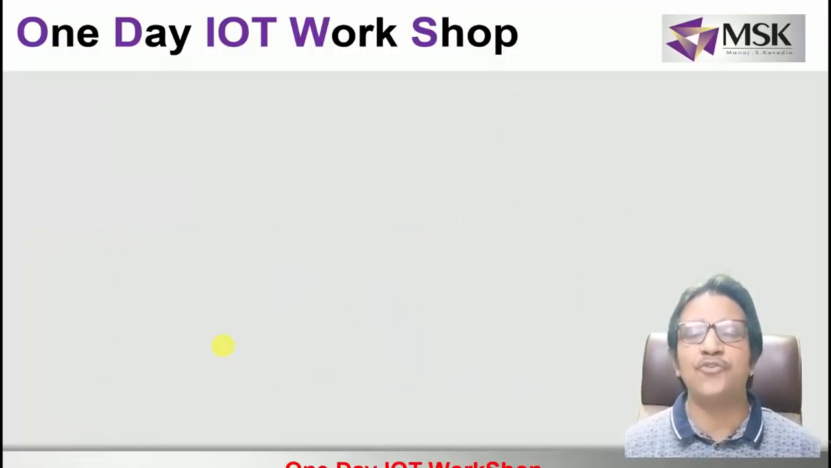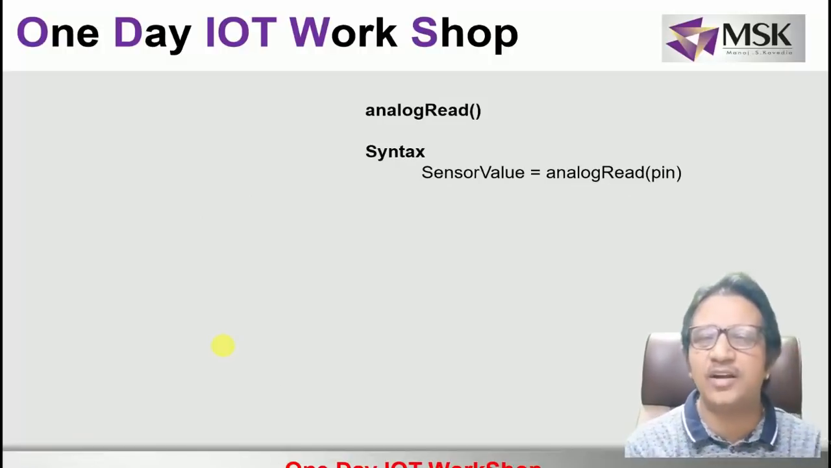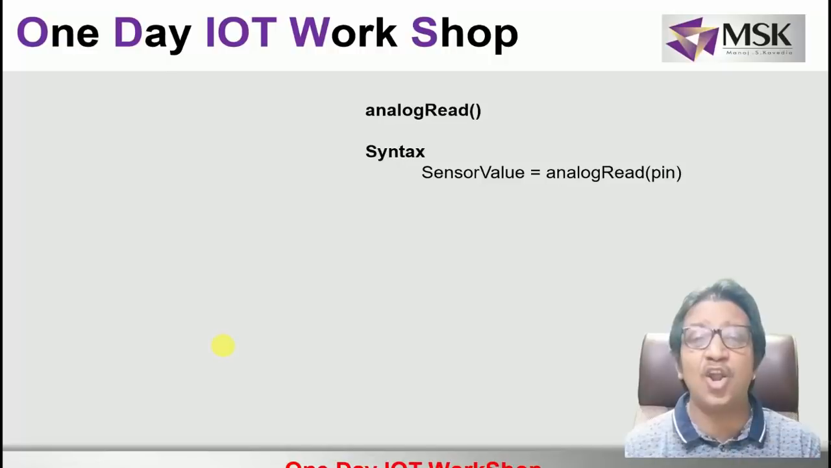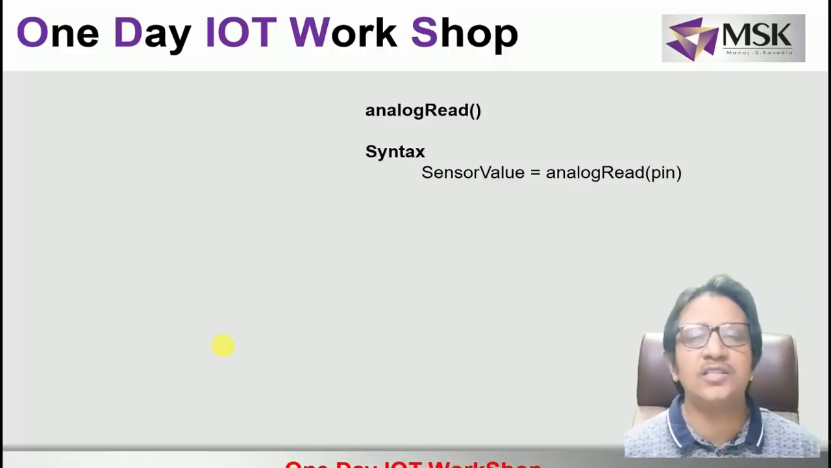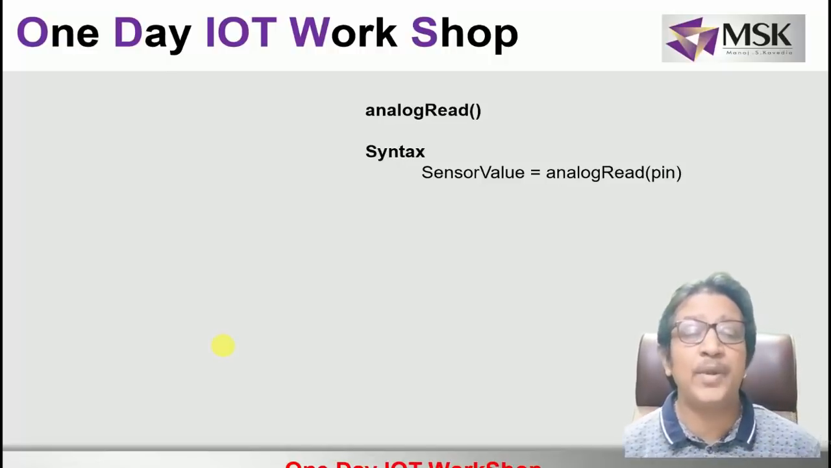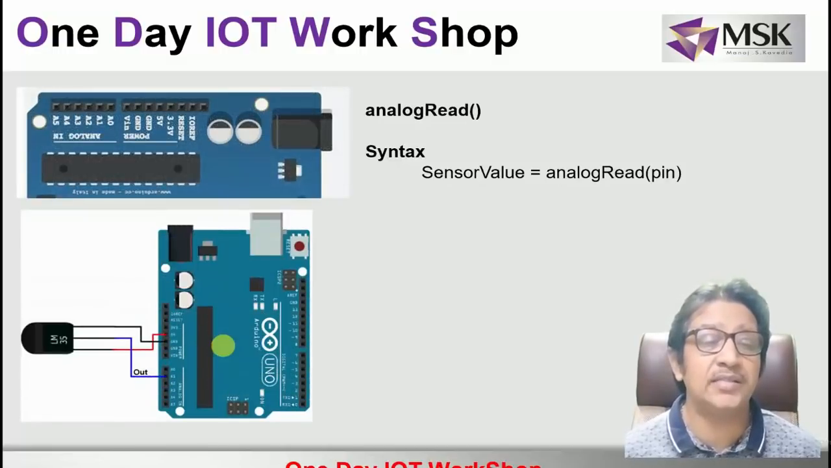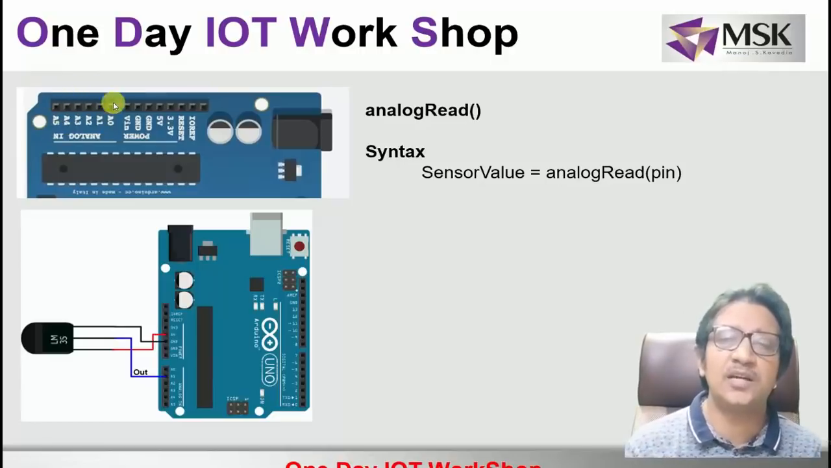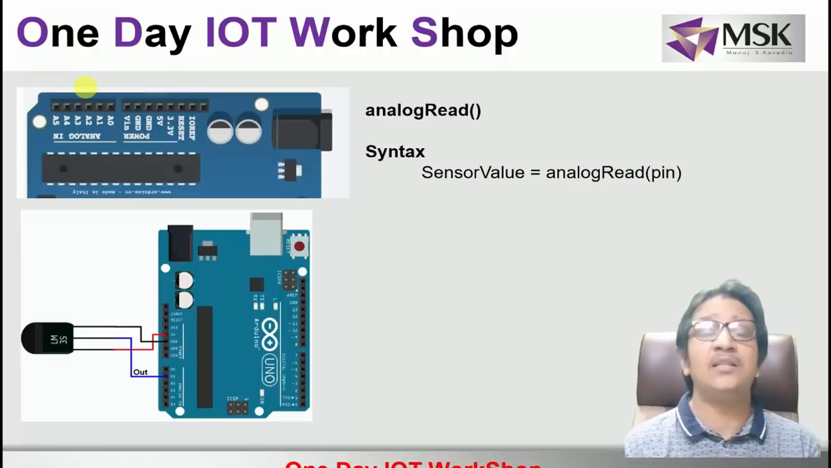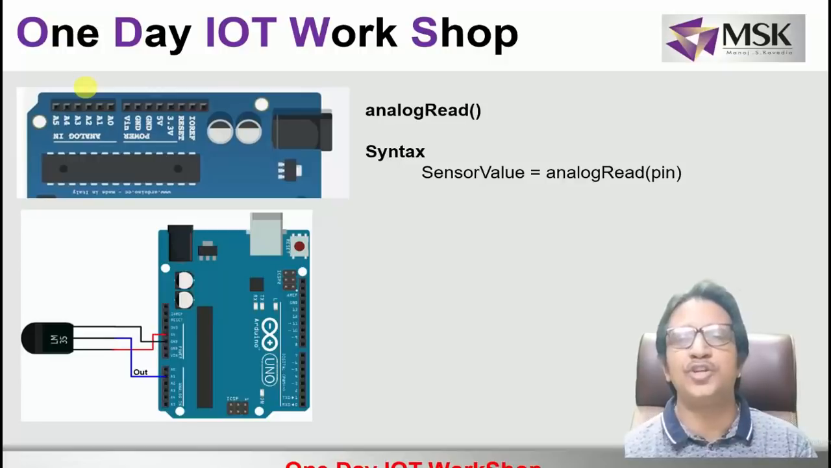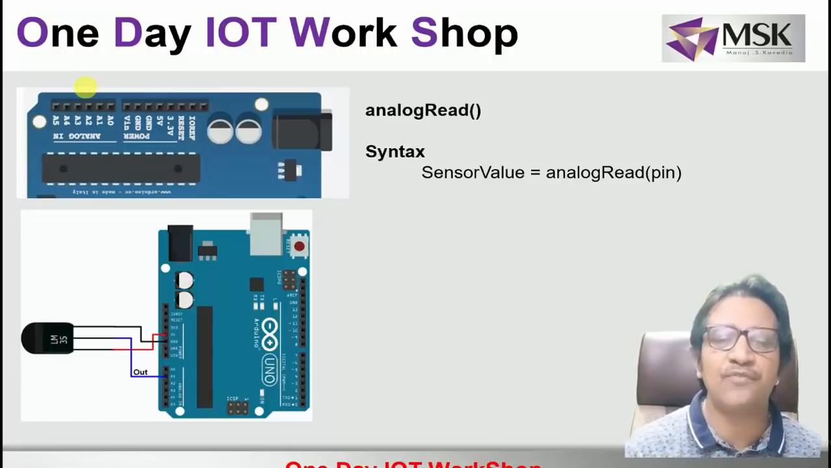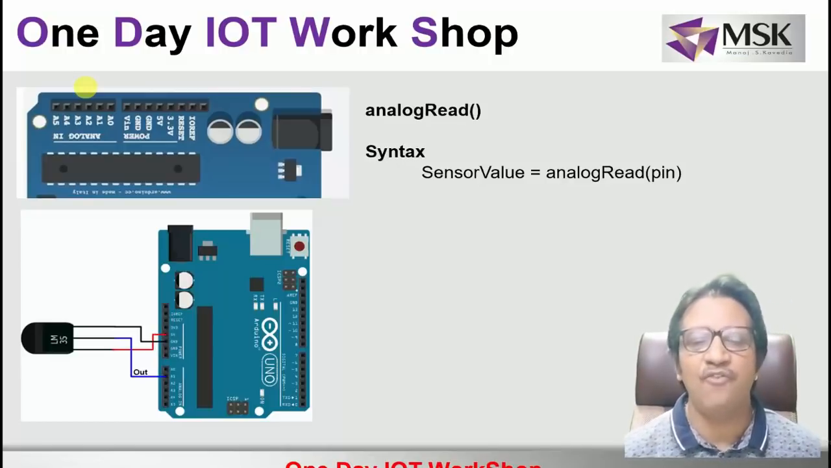The next function is analogRead. Now digitalRead will read the data from a digital sensor which may have the value 1 or 0. But analogRead will read all the sensor values connected to pins A0 to A5. To these pins, I'll connect the analog sensors, and the value is internally converted to digital. I've told you it has a 10-bit ADC. To read this digital value, I have a function called analogRead, and I have to define the pin. The pin may be A0 to A5.